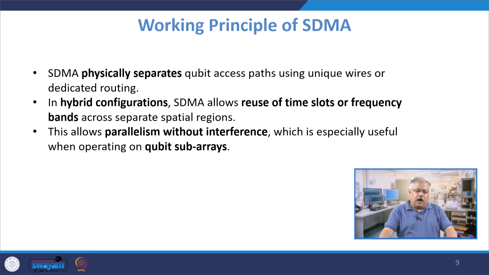So, if you have a large number of subarrays of qubits, this type of space division multiple access gives you a much bigger advantage, not only in terms of efficiency, but also of frequency and time reuse across the network. A disadvantage is the physical space requirement, because you require individual wires to take care of individual qubits.